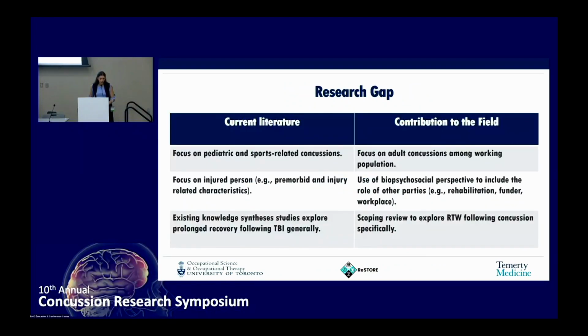The research gap that we're identifying here is that largely there's a focus on pediatric and sports-related concussions when it comes to best practices. So we'd like to focus in on adult concussions. Our study would like to use a biopsychosocial perspective that looks at the role of the rehabilitation team, the funder, as well as the workplace. And finally, we're conducting a scoping review to explore return to work as our specific functional outcome following a concussion.